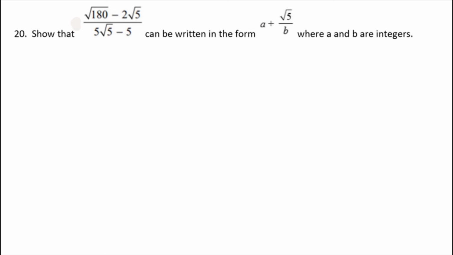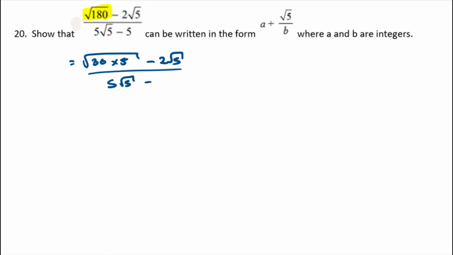Right, first off, I've got this bit on the top here. I reckon I can make that a little bit neater. Now 180, I reckon that's going to have some square factors. Well, I can think of 9. 9 goes into 18, but there's actually a bigger one. 36 is a factor of 180, isn't it? Because it's 5 lots of 36. So I could rewrite root 180 as the root of 36 times 5 minus 2 root 5 over 5 root 5 minus 5.